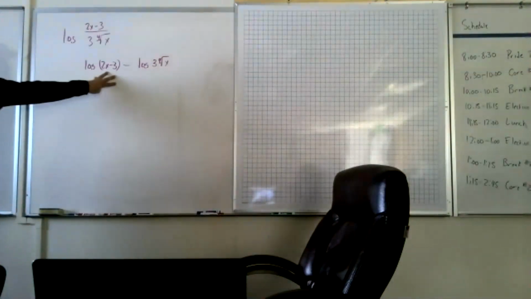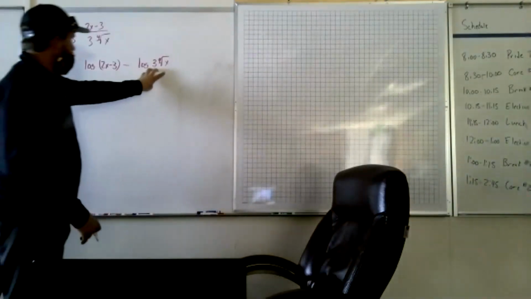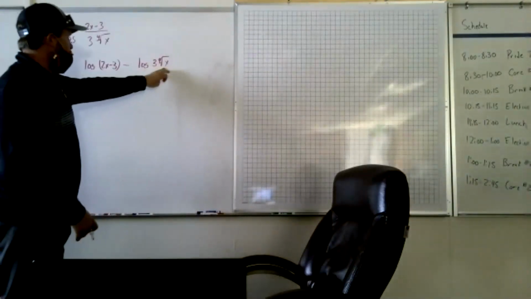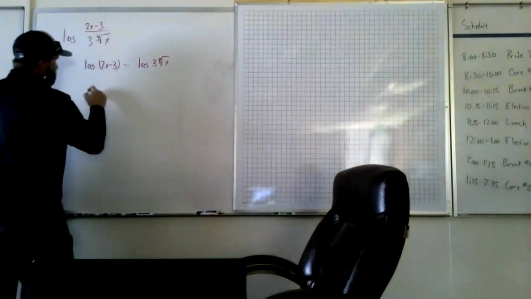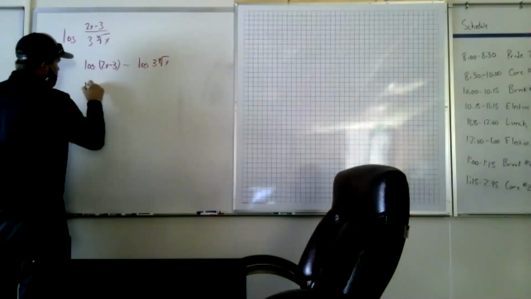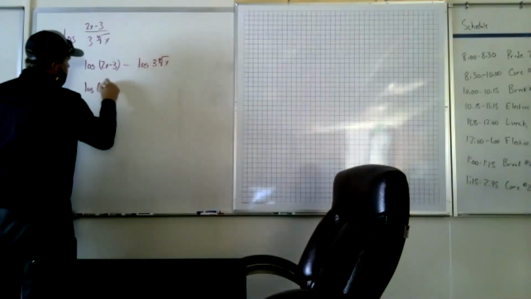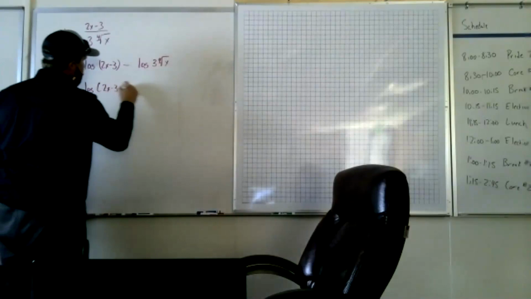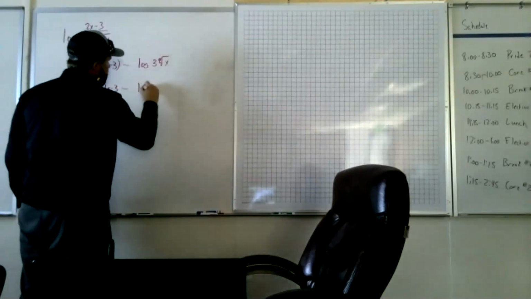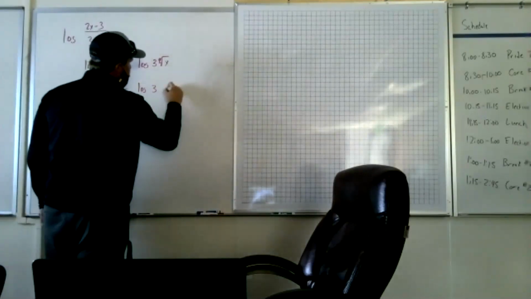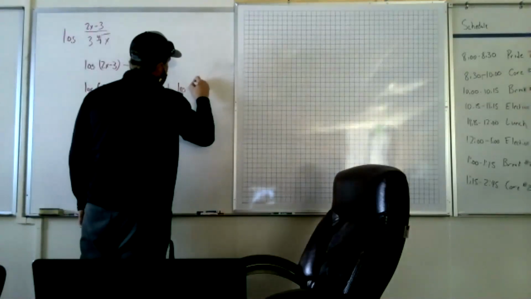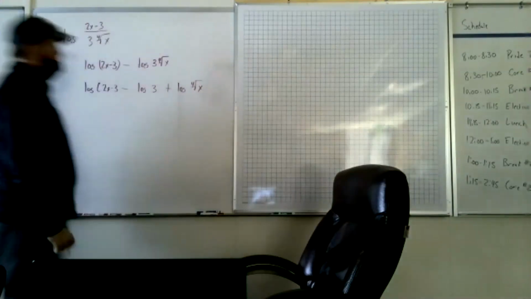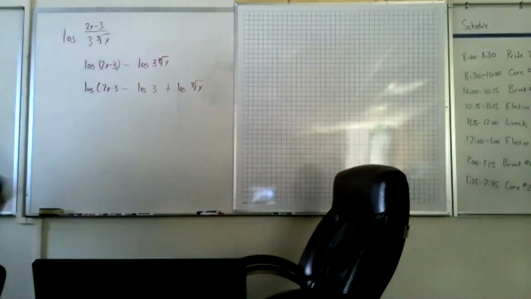Can't do anything with that, right? It's this part. This 3 times the fourth root of x, that can be expanded by the product property. So once I do that, I'm left with the log of 2x minus 3 minus the log of 3 plus the log of the fourth root of x. Okay, so looking at it, seems like I've got it all separated out.